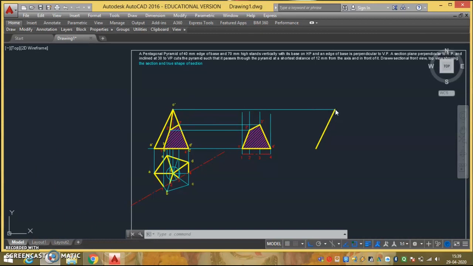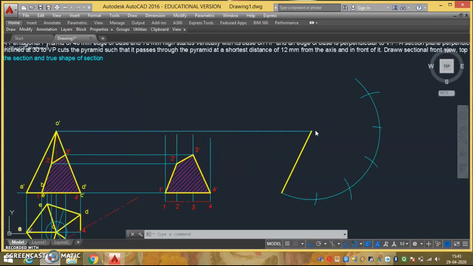Now once it is done, you take O as center, OA as radius, and just mark a curve here. Mark an arc. We don't want to draw a complete circle or semicircle, just an arc, so that I'm able to mark those 40 mm sides on that. So here we have taken this as origin, OA as the radius, and just rotated it.